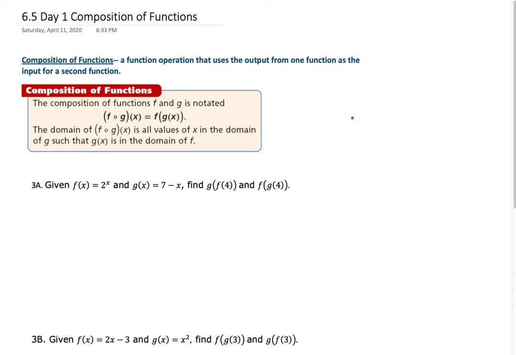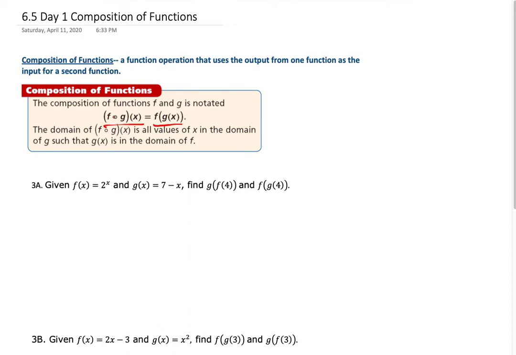So the composition of functions is a function operation, just like adding, subtracting, multiplying, dividing, but it uses the output from one function as the input for a second function. And the notation for that, you will probably most likely see it as this, f of g of x. But you may also see this, and this is f composed of g. Or you can still say f of g of x. I always pretty much say f of g of x.